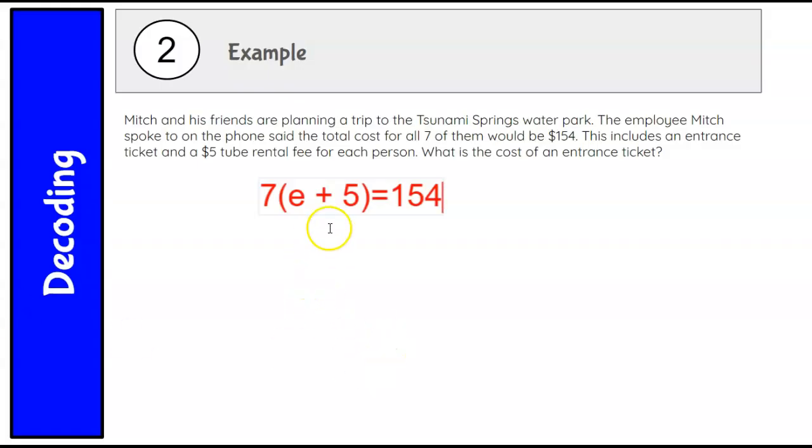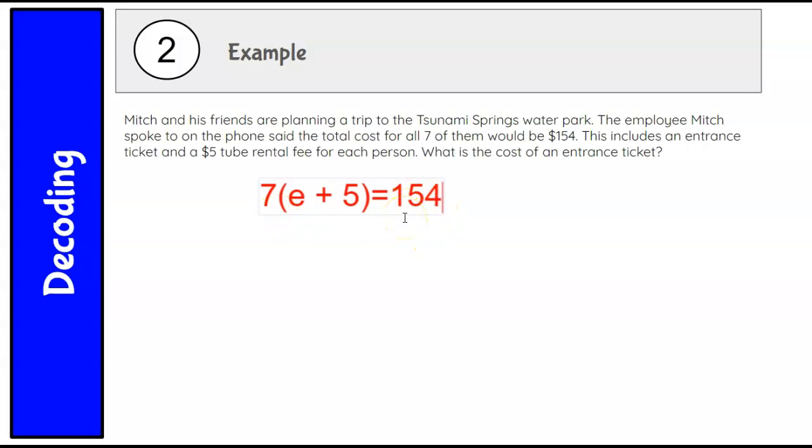If we think about that, whatever the entrance fee is, we would add 5 to it, and then we would multiply it times 7. Versus some of the other examples we looked at, where the 7 was only times the E, and then there was a flat fee or a flat discount for the whole total. But this time, the rental fee is per person. So we have to add the entrance ticket plus the $5 rental fee. Put that in parentheses, because "each person" is a key that it's going to be multiplication times the 7 people that are taking the trip, and the total is 154. And then we have to solve that.